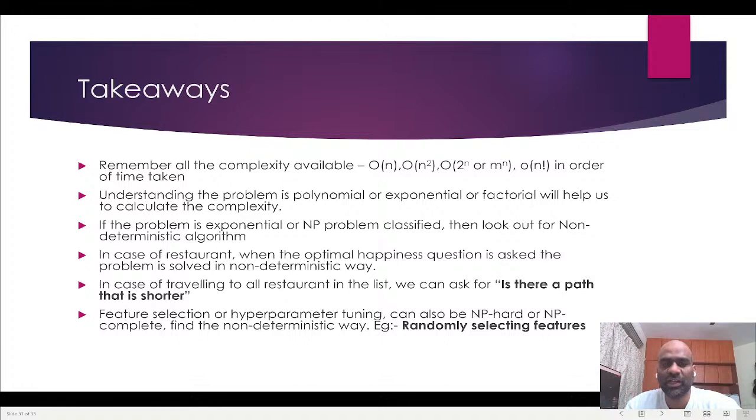If the problem is exponential, it can be classified as an NP problem. If there is a non-deterministic algorithm, it can be classified as an NP-complete problem. In the restaurant case, when the optimal happiness question was asked, it became an NP-complete problem. Otherwise, it is NP-hard. The traveling salesman problem is still an NP-hard problem, but if you ask whether there is a shortest path, it becomes an NP-complete problem. In machine learning, if you can randomly select features, it becomes a non-deterministic way of doing things, so ML hyperparameter tuning or feature selection can be classified as NP-complete problems.